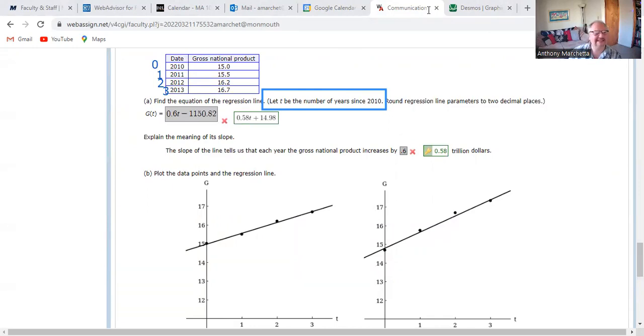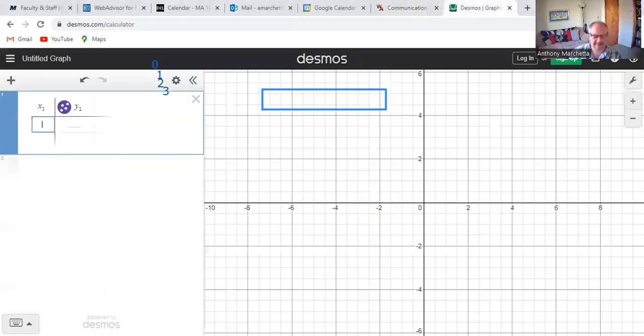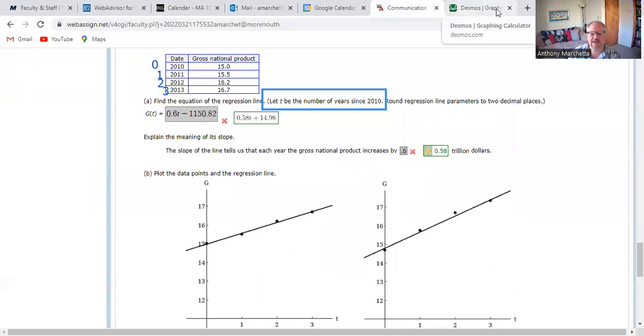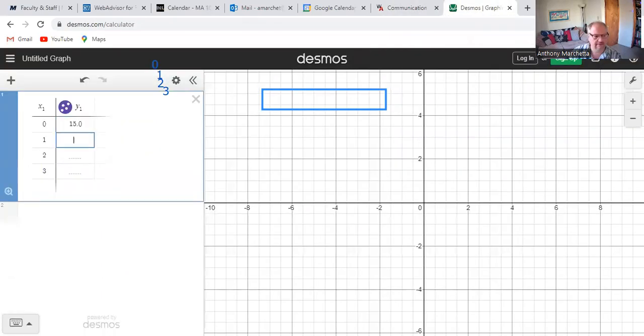So first in Desmos, in the X column, I'm going to put 0, 1, and look, Desmos knows what I'm talking about, so it just keeps going. You can keep going and going as far as you need. The Y values in there are going to turn out to be 15.0, 15.5, 16.2, and 16.7.